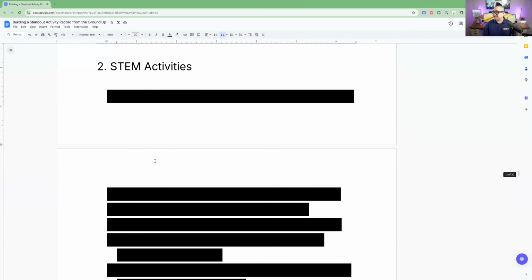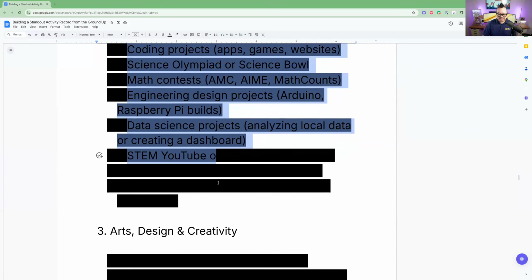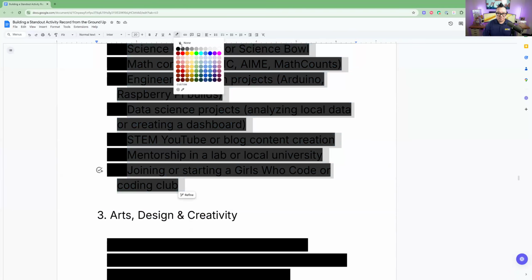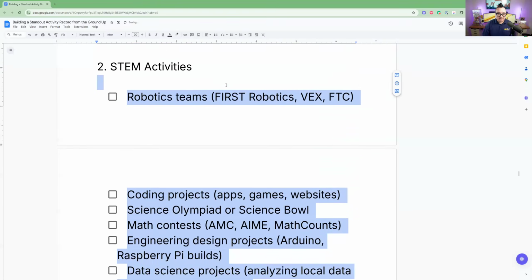Next section, activities. Anyone here, kids are STEM? Any STEM parents in here? STEM families? We have a few. Nice. Nice.